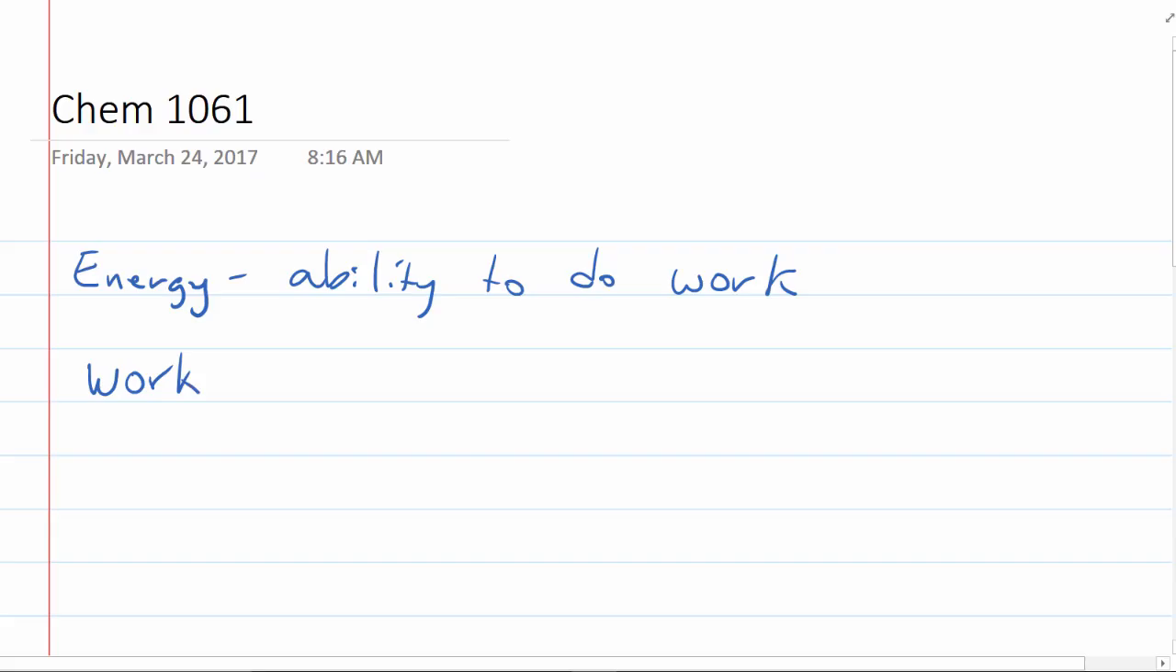This chapter here deals with energy, and we define energy as the capacity or the ability to do work. Now, if you've had some physics before, and I know many of you in here have, how do we define work? Work happens when you apply a force across a distance. So work is done when a force is applied across a distance.